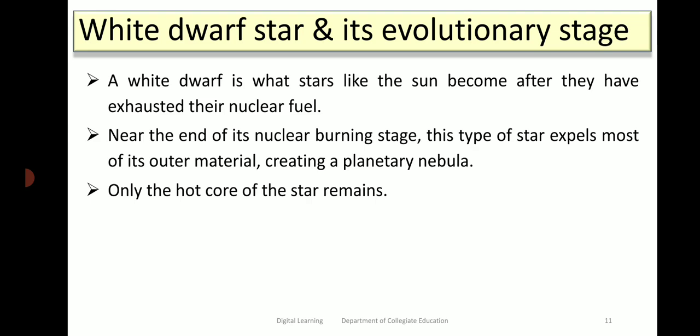Now, white dwarf stars and their evolutionary stage. See, what are white dwarfs? A white dwarf is what stars like the sun become after they have exhausted their nuclear fuel. Near the end of its nuclear burning stage, this type of star expels most of its outer material, creating a planetary nebula. Only the hot core of the star remains.